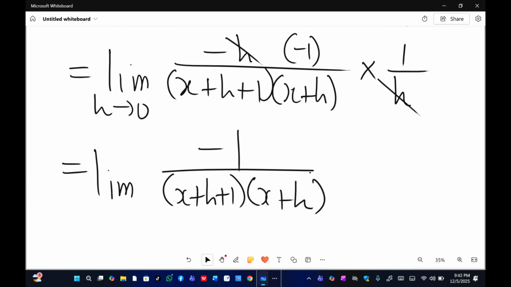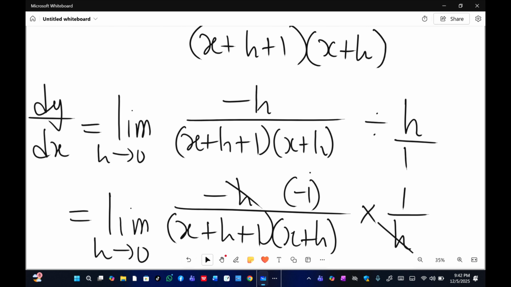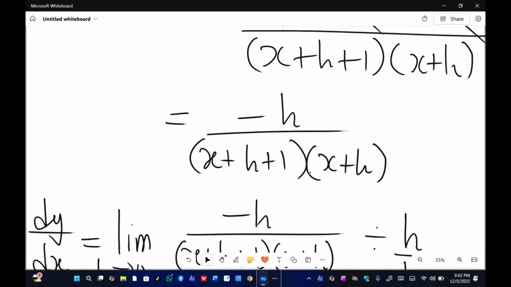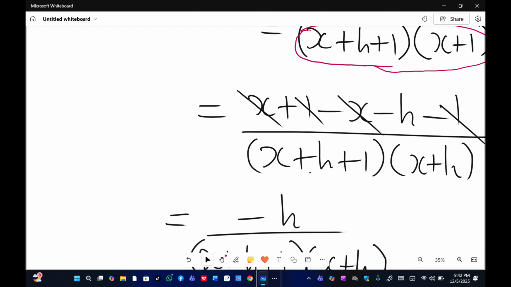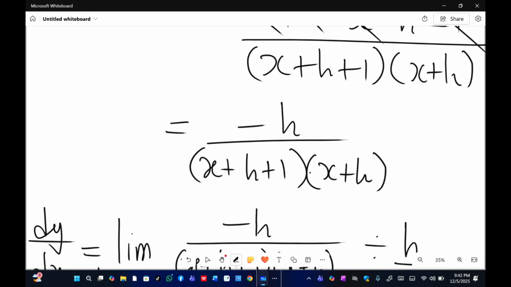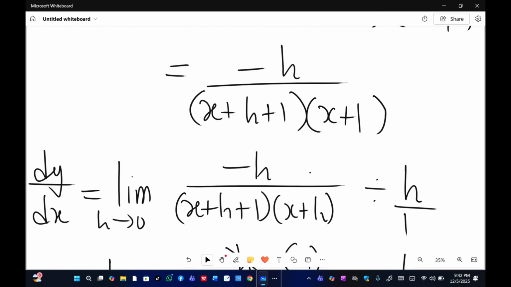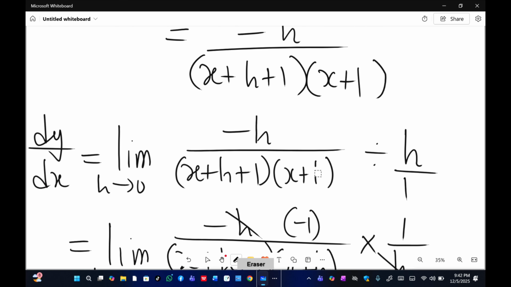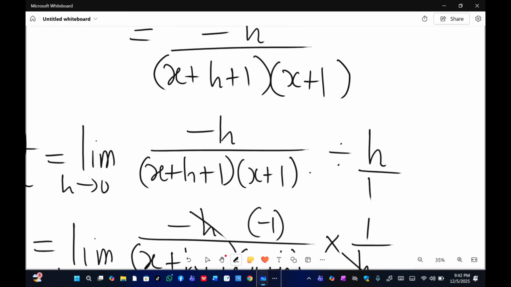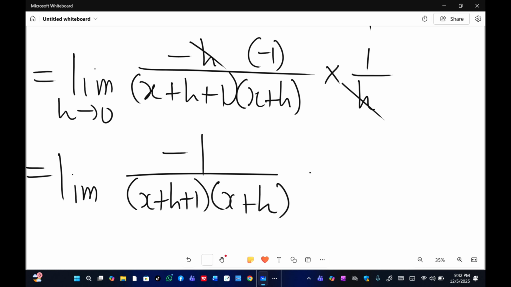Let me check. The denominator here is x plus 1, not h. Yes, let me correct it. So that's the original function. Let me correct this side also.